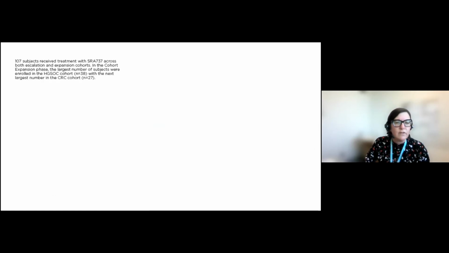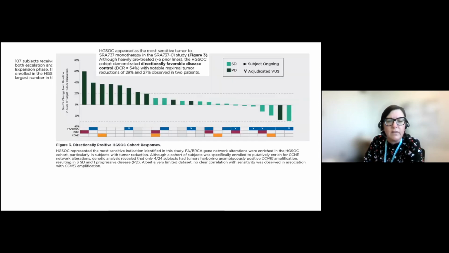So the results of the study have been presented at ASCO, but not published yet. So there were 107 subjects treated across the escalation and expansion cohorts. And the largest expansion cohort was actually high-grade serous ovarian cancer, and the second largest was colorectal cancer. And I put lots of patients into this study.